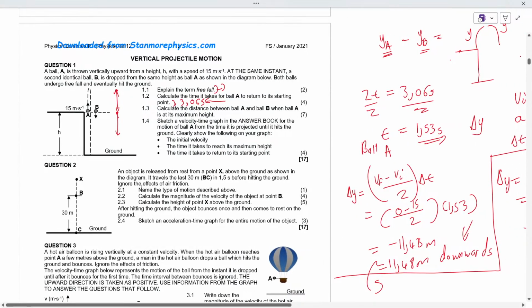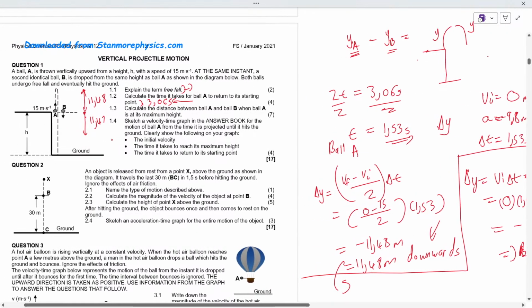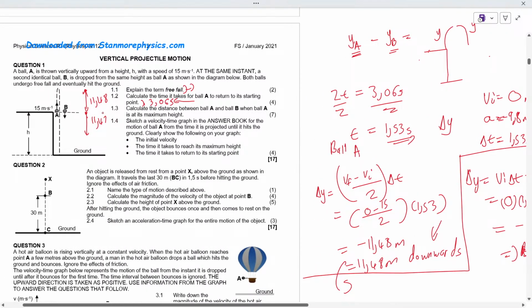They say the distance between them. So this distance going up is 11,48. The distance going down is 11,47. So minus, no, the distance between them, so we are adding. They're starting at the same time between them.